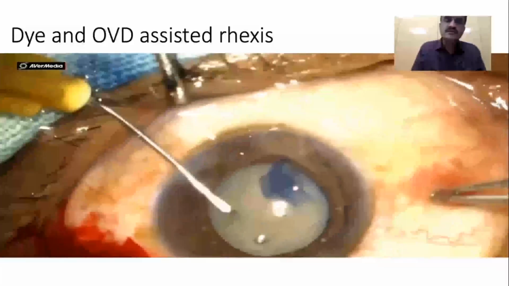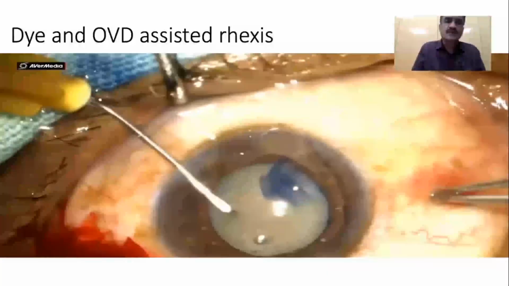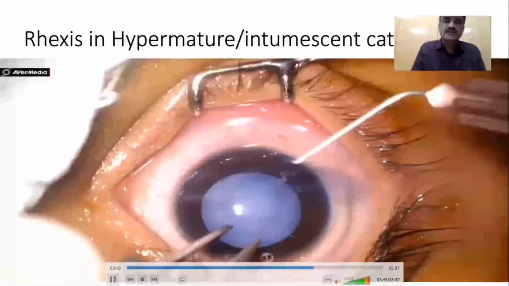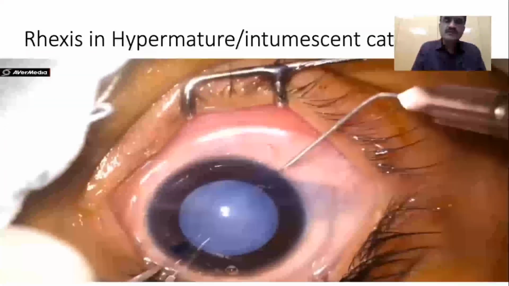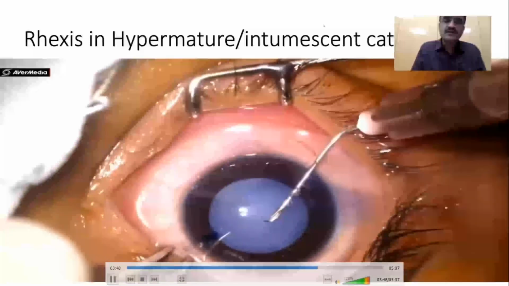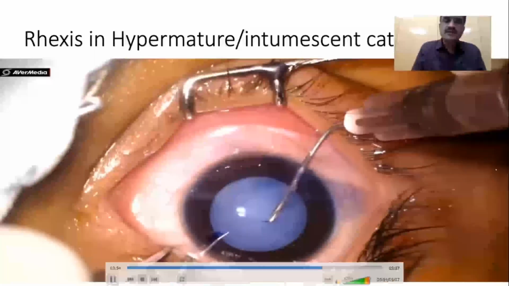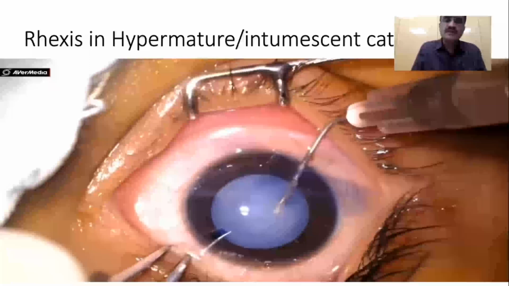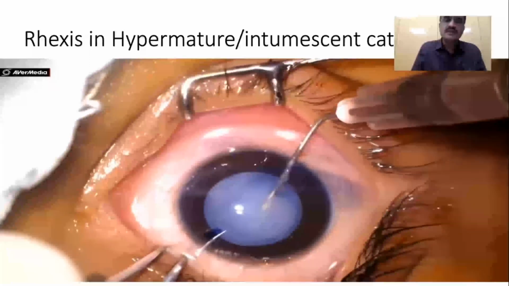In a mature cataract, sometimes you can use oblique illumination also. In the case of a hypermature cataract, or in any case where there is increased intralenticular pressure, you can make a small nick in the capsule, drain out all the fluid, decompress the lens, decrease the intralenticular pressure, inject more viscoelastic, and then complete the capsular Rhexis.